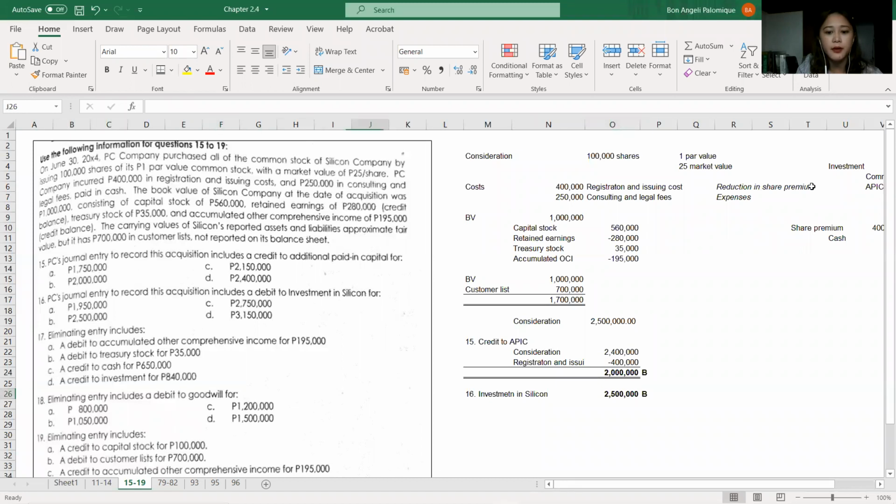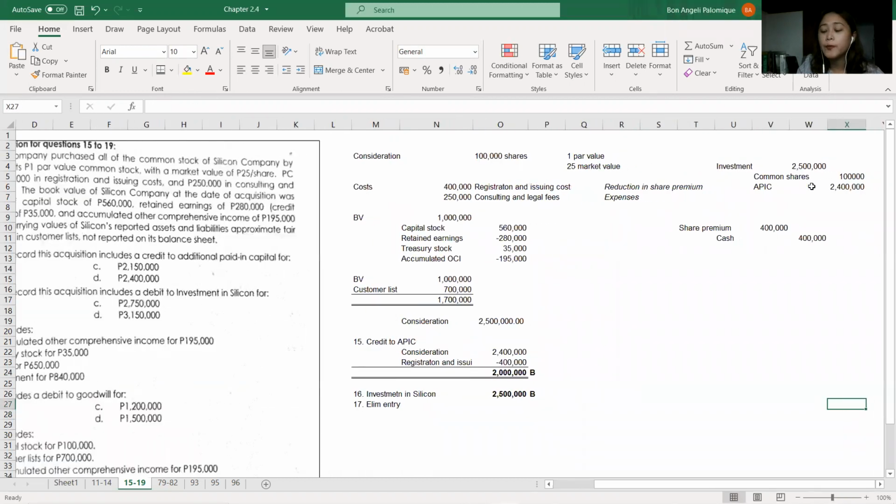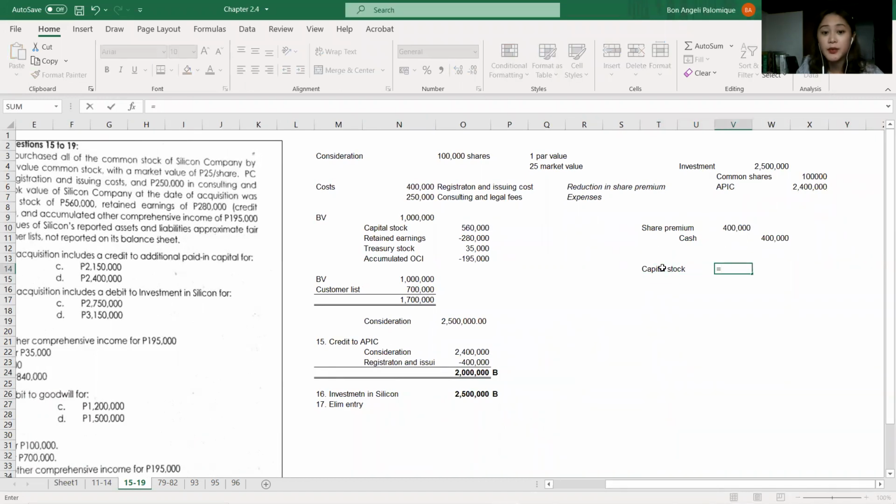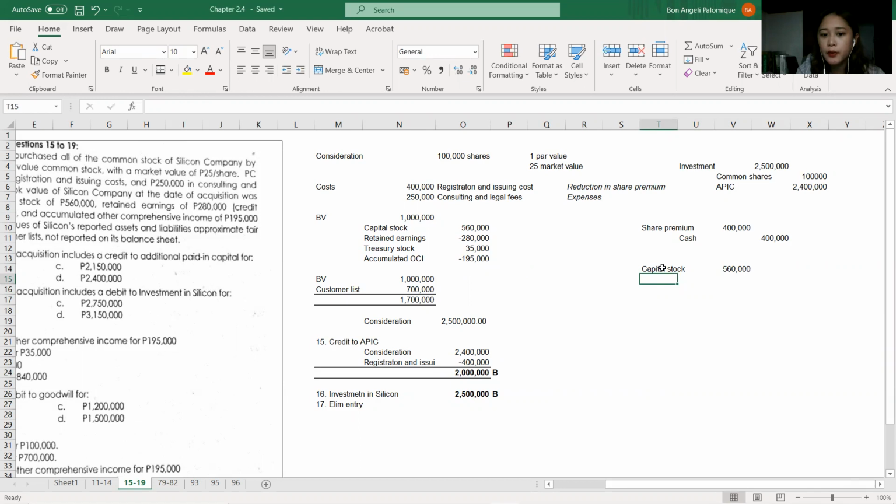Okay, number 17. Ang sabi naman, elim entry. So, ano daw entry natin sa elim? So, para wag ka magkamali dyan, mas maganda kung i-record mo na rin yung elim entry mo. So, paano mo i-record yung elim entry mo? Debit capital stock. So, tatanggalin mo, di ba? Yung 560, yung RE mo pa credit kasi yung RE pa credit. Yung RE mo tatanggalin mo din.